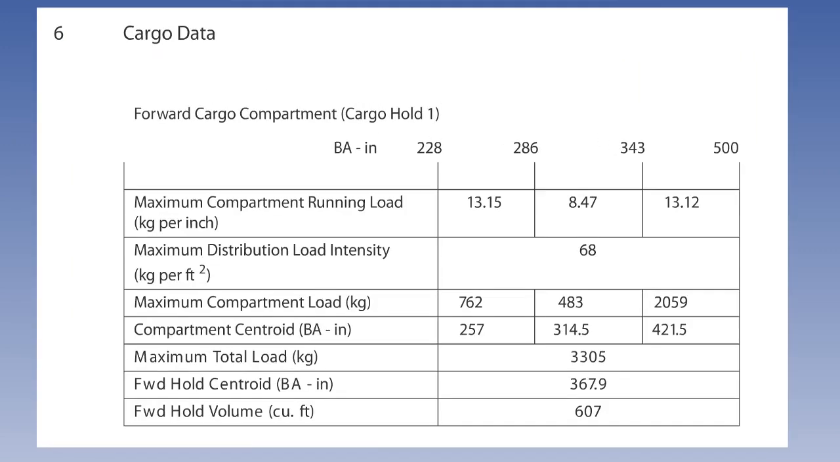To learn how to use the data in the two tables, let us work through some examples. In the first example, we are required to find the maximum compartment running load for the aft section of the forward cargo compartment. Using the table for the forward cargo compartment, locate the maximum compartment running load box in the left-hand column. And now move to the extreme right box, representing the aft section, balance arm 343 to 500, and read 13.12 kilograms per inch, which is the maximum compartment running load.